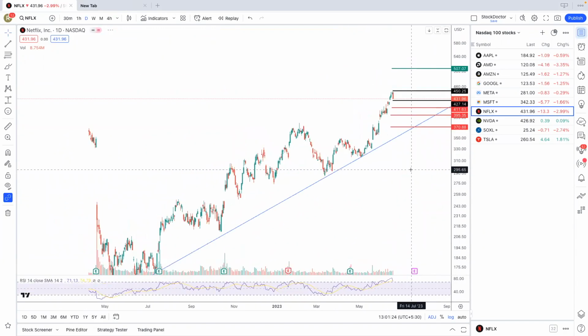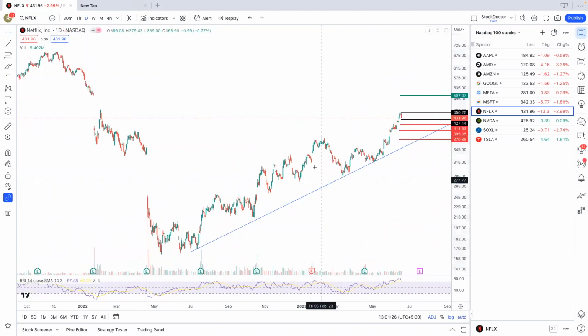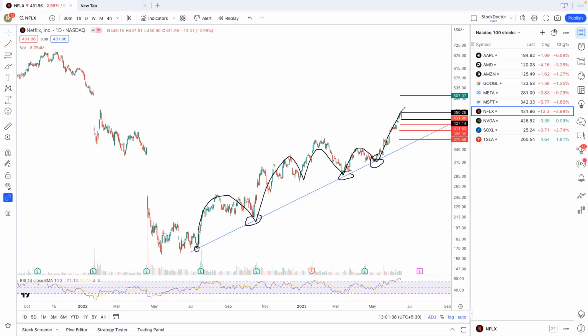Netflix also rallied very well based on this trend line support. You can see here, nicely it went there, and now it came here. Now there is a possibility that it can slowly come here and then again start its next move, or it can directly come here and then start its next move.